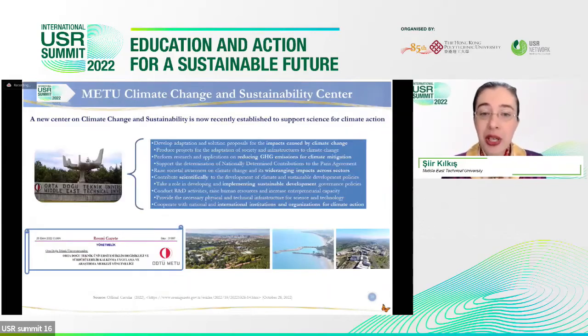And the new Center on Climate Change and Sustainability, just established last month, is trying to support science for climate action, also on the impacts of climate change, but most importantly, because we need mitigation for adaptation, there are limits to adaptation, also reducing the greenhouse gas emissions for climate mitigation, so the renewables. All of this is going to be emphasized. We have been working on these areas, but now a dedicated Center on Climate Change and Sustainability is launched to support this. And we have three campuses in Ankara, in Mersin, and Güzelyurt, and all three campuses will be working for climate change and sustainability now.